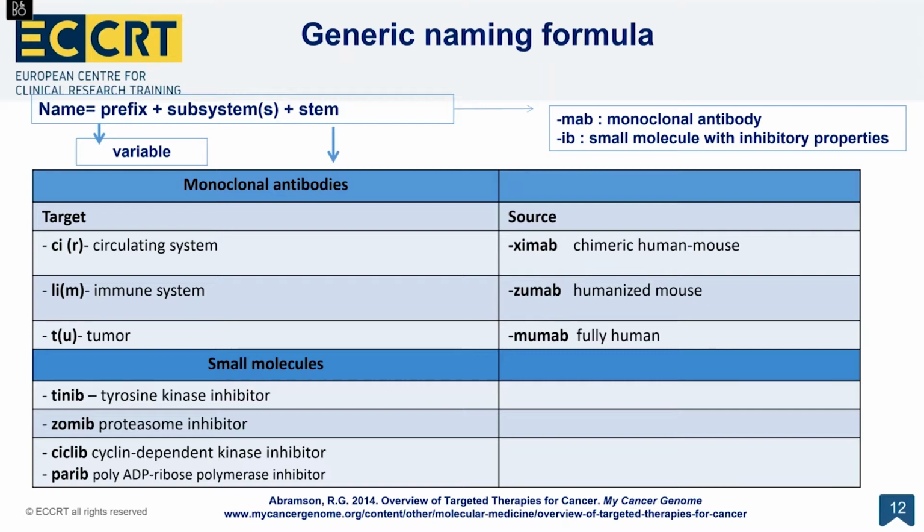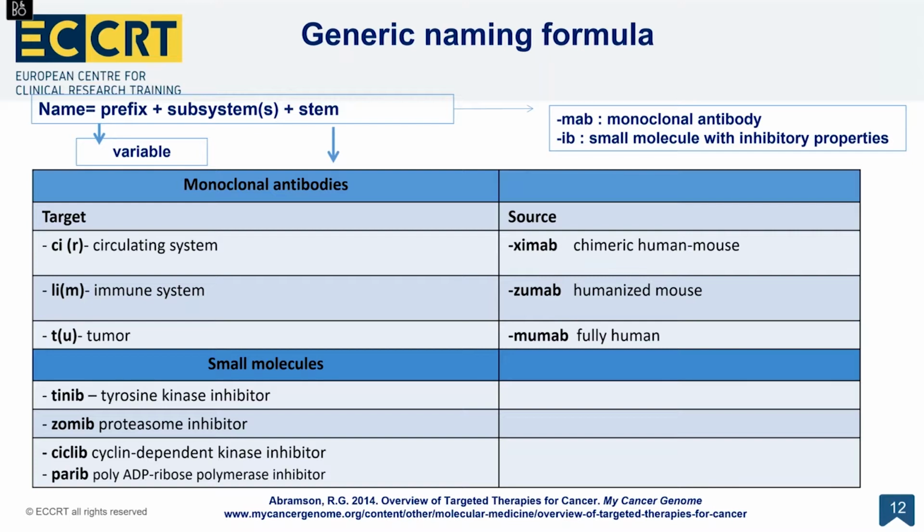If we treat our patients with a drug that is ending on an IB, this means that we treat our patients with a very small molecule that can enter the cell and that will have some inhibitory properties. So this drug will block something inside the cell. And when you see an IB at the end, erlotinib, then you will know that this patient will be treated with a pill. So if it ends on a MAB, cetuximab, this is an IV drug. If it's ending on an IB, you will see that this patient will normally be treated with a pill.